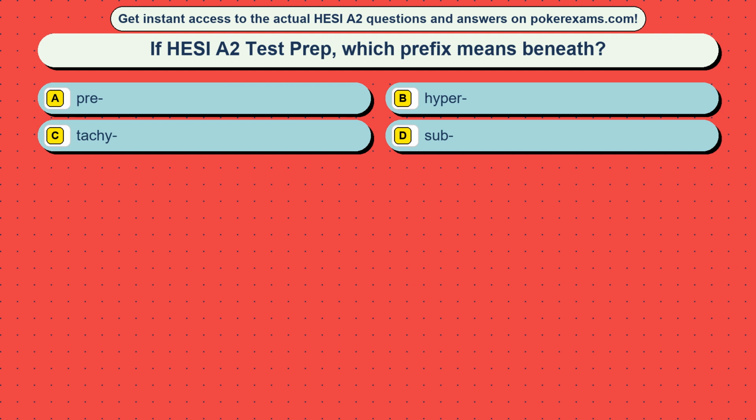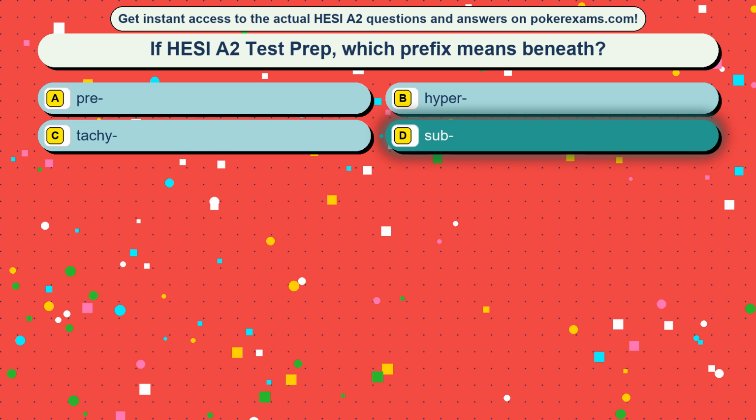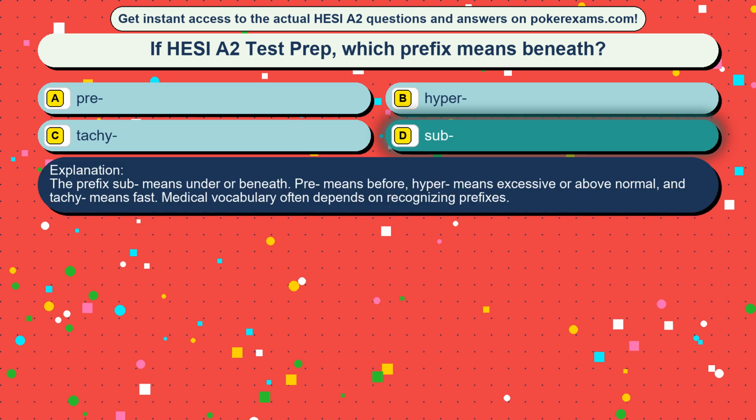Question 10. If HESI A2 Test Prep, which prefix means beneath? Option A, pre. Option B, hyper. Option C, tachy. Option D, sub. The correct answer is option D, sub. The prefix sub means under or beneath. Pre means before, hyper means excessive or above normal, and tachy means fast. Medical vocabulary often depends on recognizing prefixes.